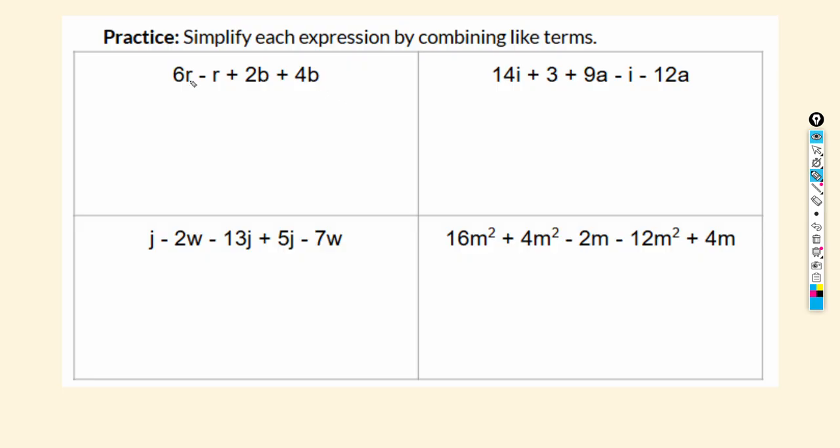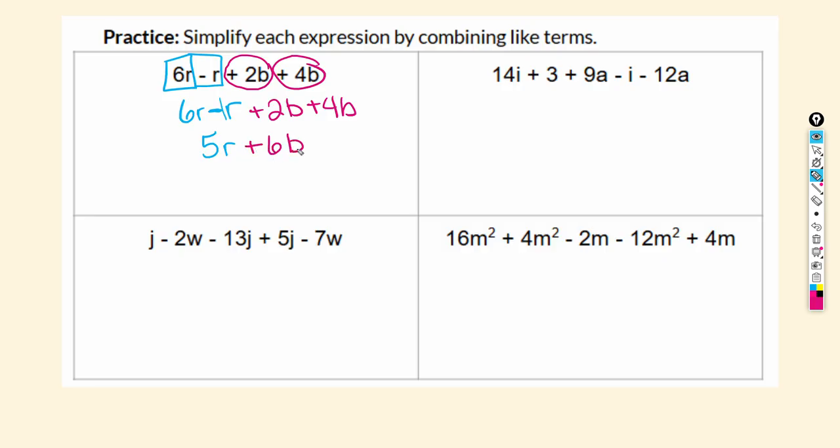Let's check this one. First of all, I'm combining a 6r with a negative r. And some people like to go ahead and do that math right away. You can if you want to. 6 minus 1 is 5r. Now let me combine my plus 2b with my plus 4b. Those are like terms because they have the same letter. So 2 plus 4 is simply 6. So I have 6 b's.